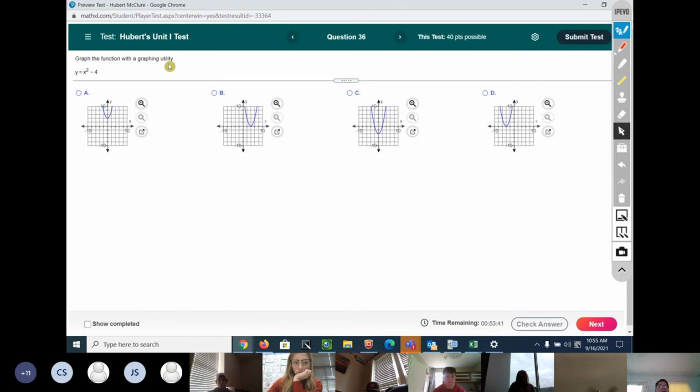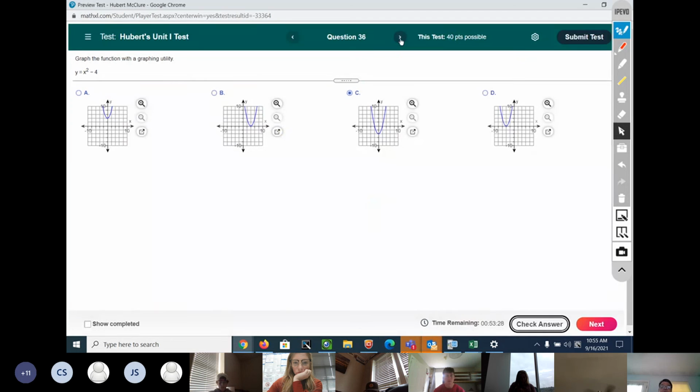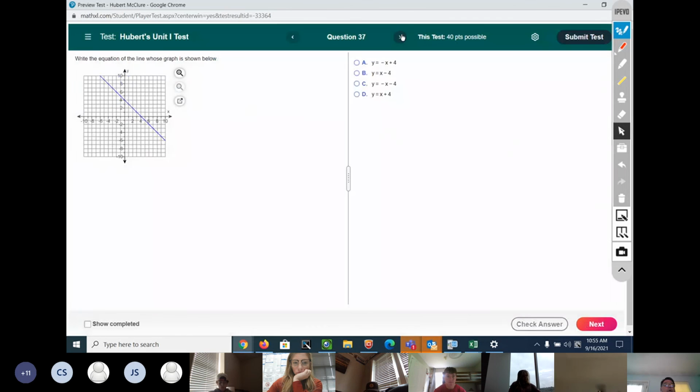Graph the equation, -4. It's going to be C, because it's the only one with a vertical shift of -4. Now, see, you don't even need a graphing calculator for that one. And this one, we did that in the homework: find the equation for this line. I would use the intercepts, 0, 4 and 4, 0.